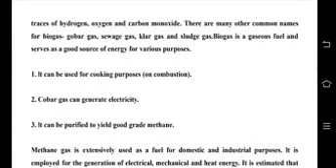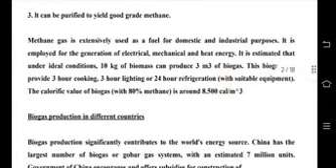Gobar gas can generate electricity. It can be purified to yield good grade methane. Methane gas is extensively used as a fuel for domestic and industrial purposes. It is employed for the generation of electrical, mechanical, and heat energy. It is estimated that under ideal conditions, 10 kg of biomass can produce 3 m³ of biogas. This biogas can provide 3-hour cooking, 3-hour lighting, or 24-hour refrigeration with suitable equipment. The calorific value of biogas with 80% methane is around 8,500 calories per m³.